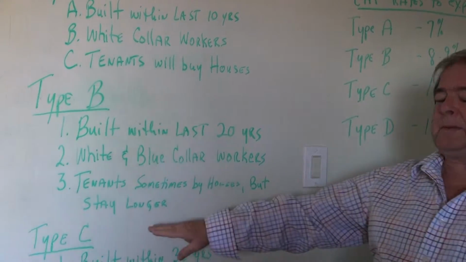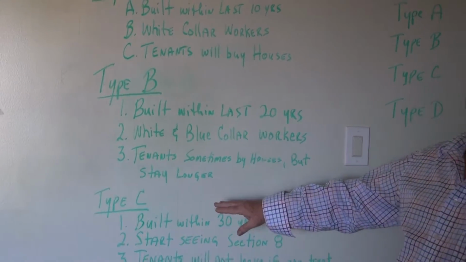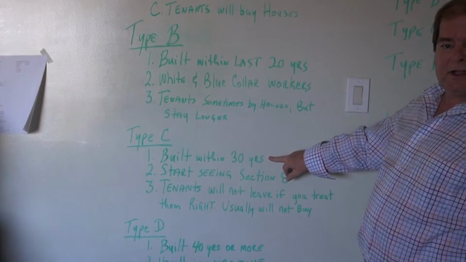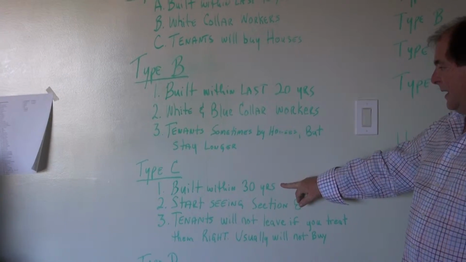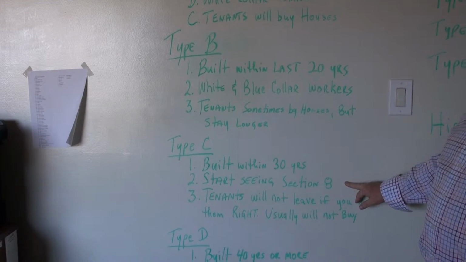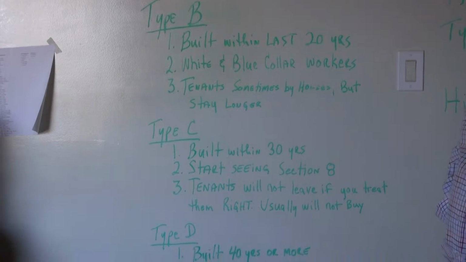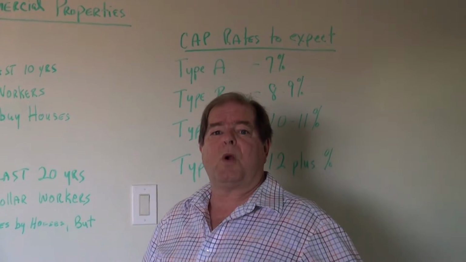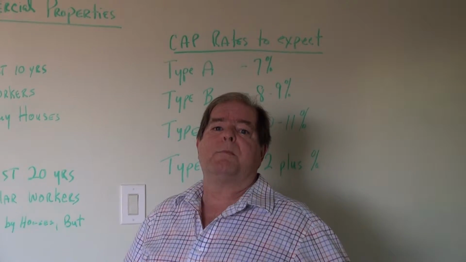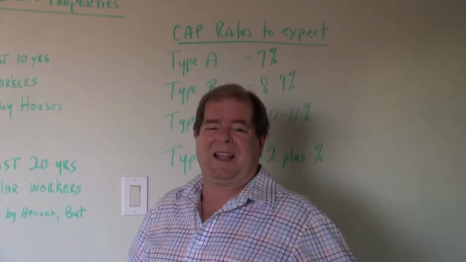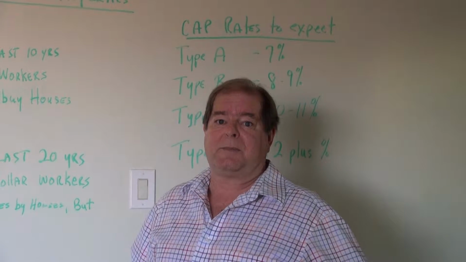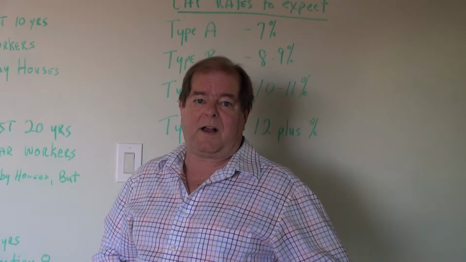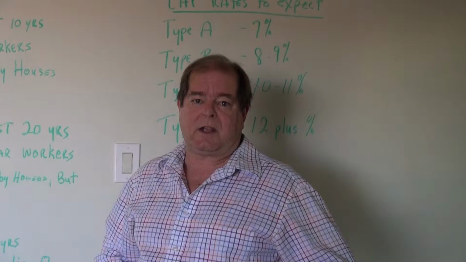Okay, down here is type C properties. These are a little more fix-up type properties. These are usually built in the last 30 years. That's why there's more work that needs to be done. Also, you can start seeing Section 8 tenants. What are Section 8 tenants, for people who don't know? Section 8 is a program with the government where they will pay most of your rent, probably like 90%. You only have to come up with about 10% of it. Of course, you have to qualify for it. Both the property has to qualify and the tenant has to qualify.